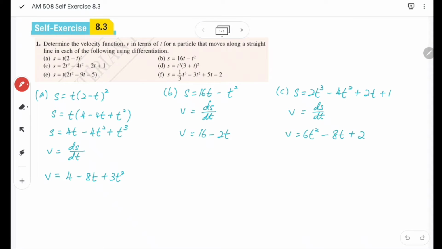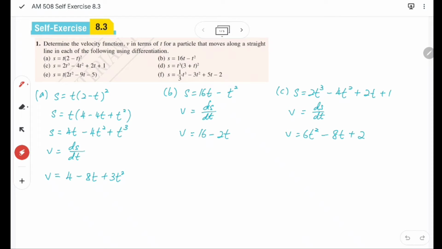Exercise 8.3, Number 1. Determine the velocity function v in terms of t for a particle that moves along a straight line in each of the following using differentiation. So you can see we are given all the displacement functions here and we want to get the velocity function. Therefore, we need to do the first derivative, ds/dt.